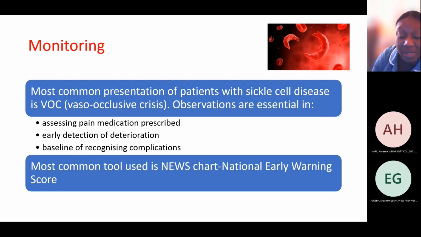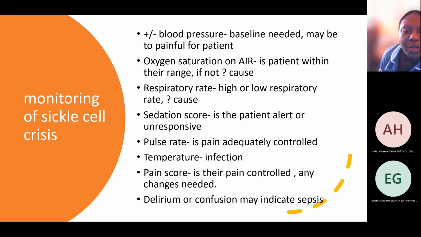Because most patients, as I say, present with a vaso-occlusive crisis. But if the patient starts to get worse or deteriorate, or there's something new, then we will definitely see it in our observations of these patients at an initial stage. The most common tool used is the NEWS score, which is called the National Early Warning Score. I have a picture of that, which I'll show you in later slides. So we're talking about observations using the NEWS score that all of us use in our trust.